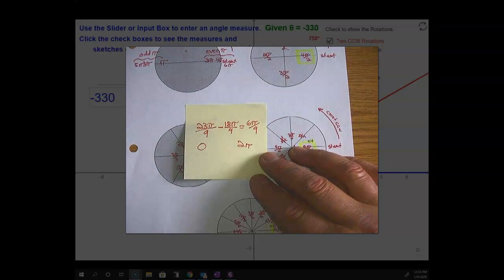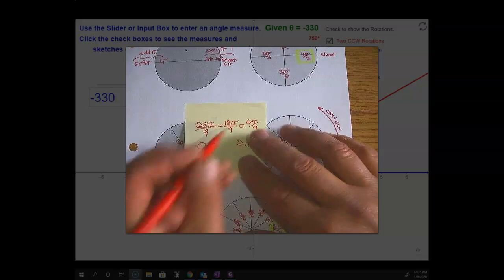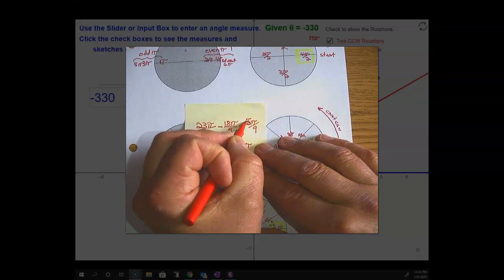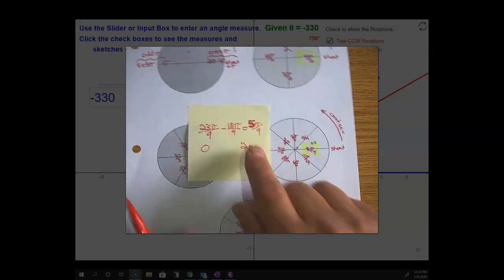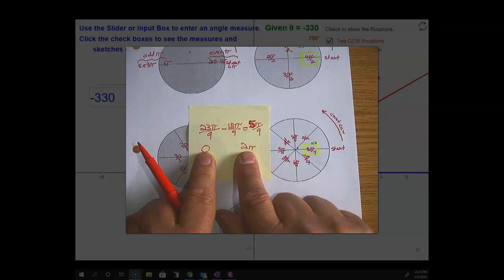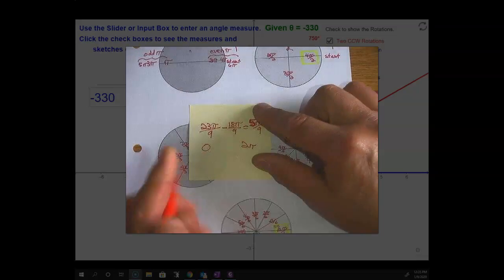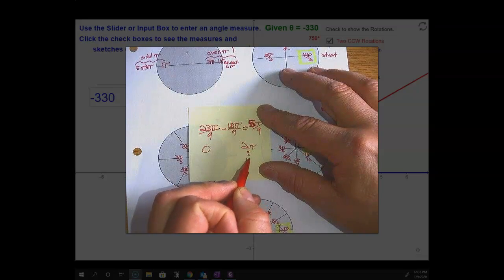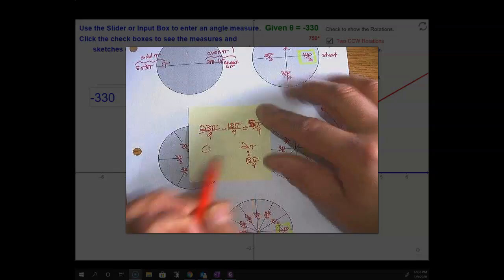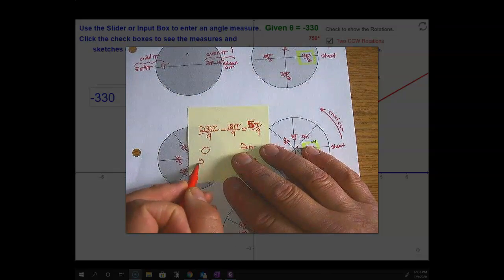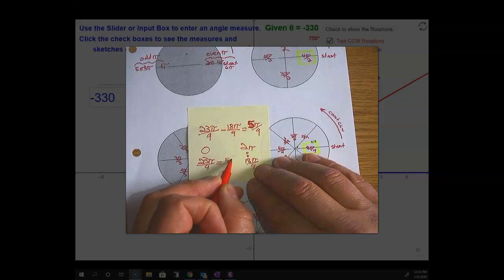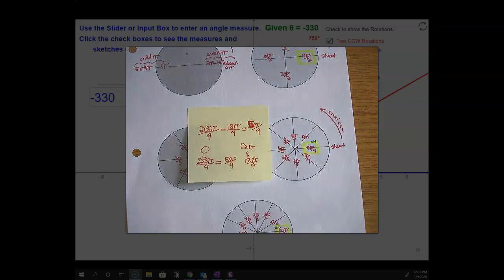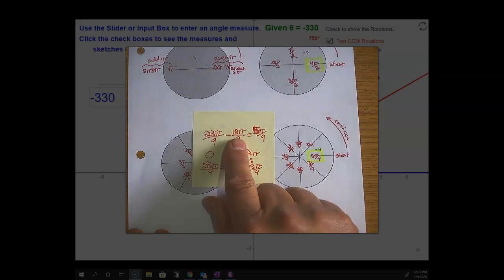What is it? I can't think. That's embarrassing. 5. That's 5 pi over 9. Is 5 pi over 9 between 0 and 2 pi? Yes. Because 2 pi in the world of 9s is 18 pi over 9. That's smaller. So 23 pi over 9 is coterminal with 5 pi over 9. That's what you're subtracting.